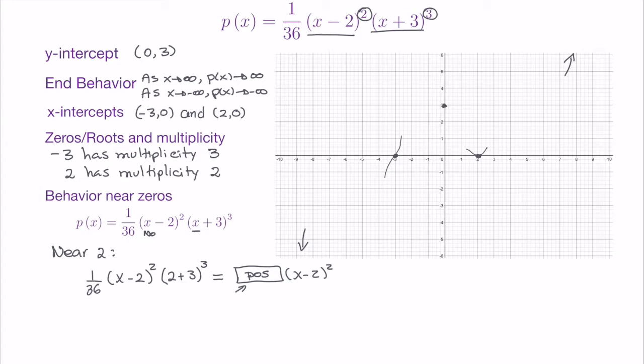Just follow the instructions. So we come from negative infinity, cross the x-axis like a cubic, continue to our x-intercept, go down to touch the x-axis like a parabola, and go all the way up to positive infinity. And that's our graph.